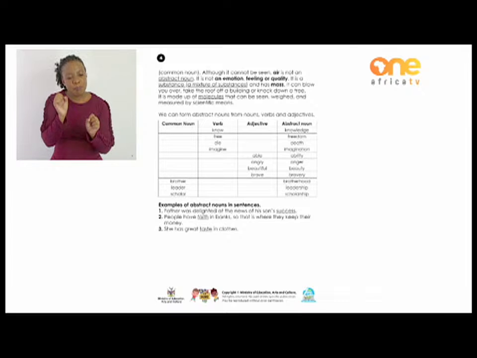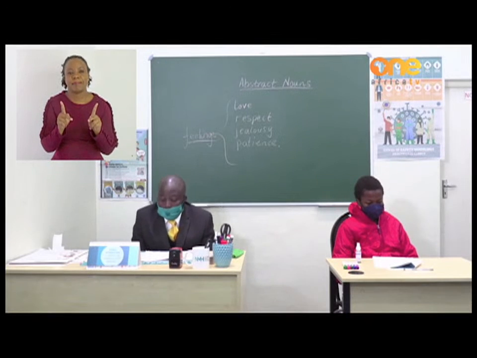We can form abstract nouns from nouns and adjectives. Let us look at the example. Look at the abstract nouns. We move on to adjectives. The noun is anger. Right. Last but not least, the abstract noun is knowledge. A few examples: news of his son's success. So father was delighted. People have faith. She has great taste in music. You cannot touch taste. Right. Boys and girls, let us turn to page 4.